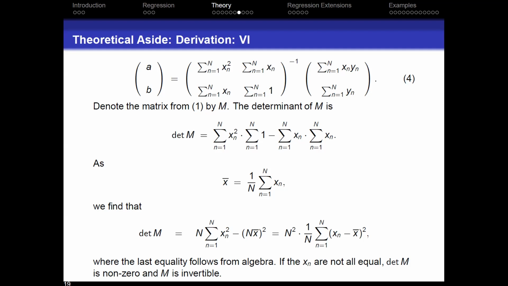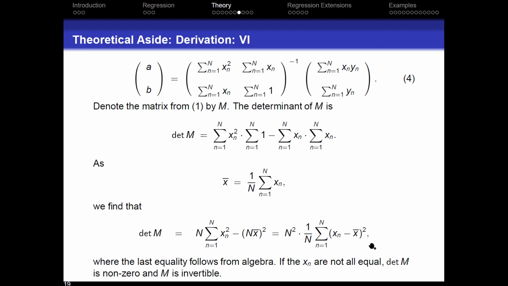So let's define the mean x bar as the average value. It's the sum of all the x's divided by n. So if you have an exam, you take all the exam scores and divide by the number of students in the class, and that will give you the average score in the exam. It turns out by doing some algebra, which I encourage you to do, you can show that the determinant is just some nice multiple of the number of data points times the sum of (xn minus x bar) squared.